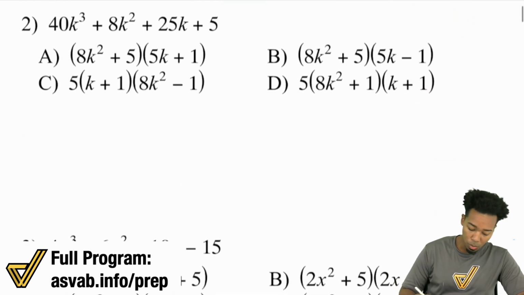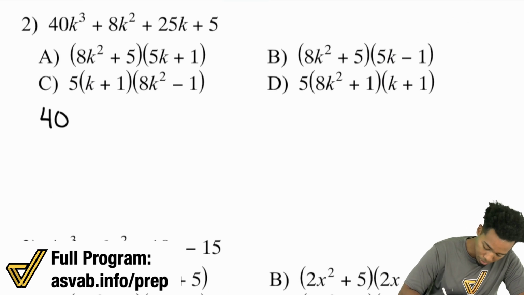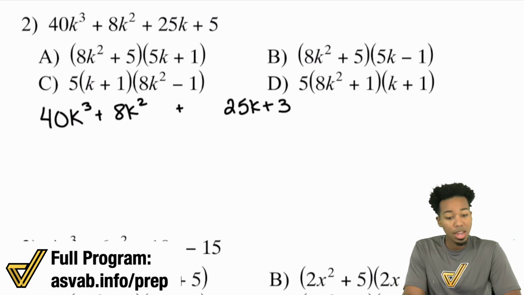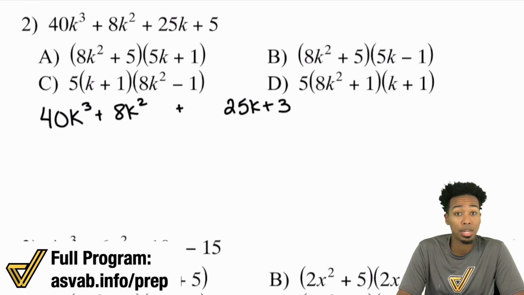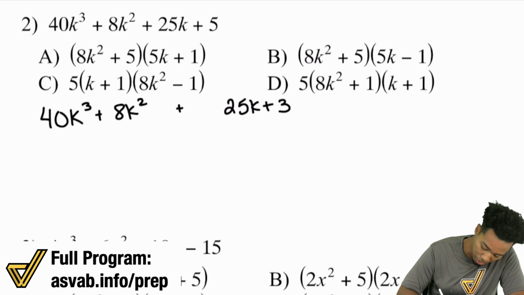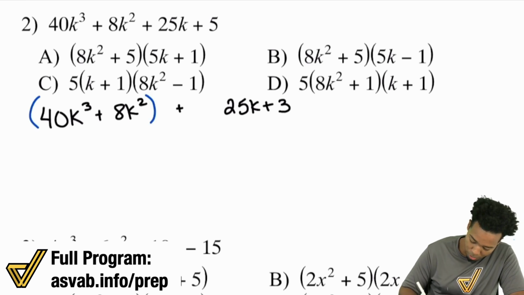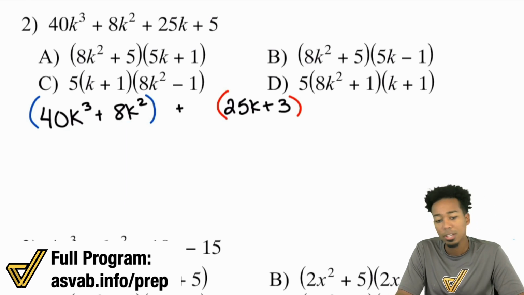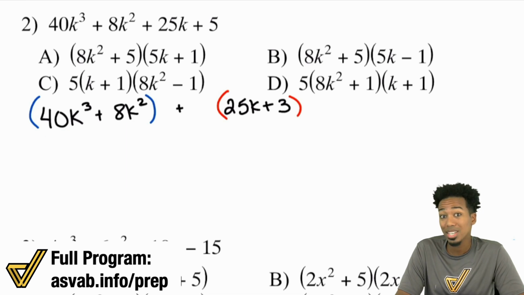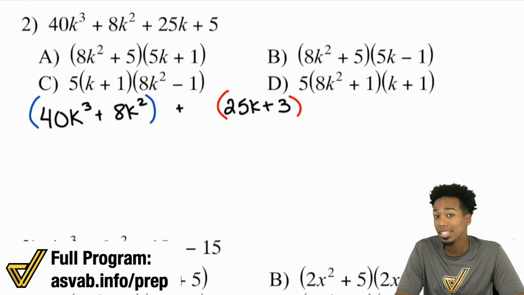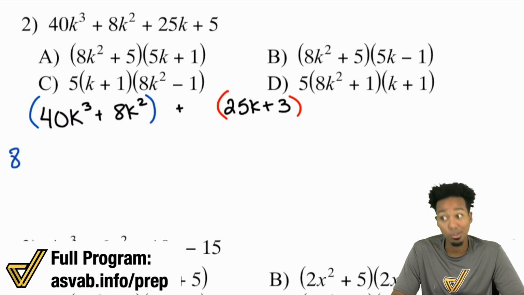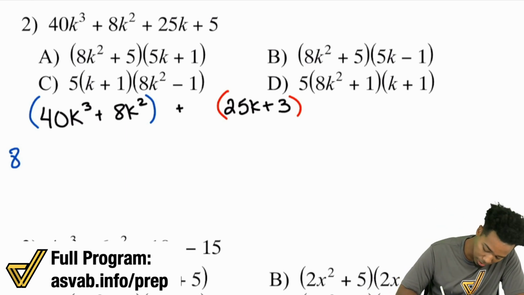Here's what I mean. So we have 40k cubed plus 8k squared plus 25k plus 3. What I'm going to do, my math party people, is exactly what I did before. I'm going to group this over here in blue, and I'll group this one over here in red. So in the blue side, what can I factor out of 40k cubed and 8k squared? Well, 40 is divisible by 8, so I can definitely pull out an 8. And we have k cubed and k squared, so we can pull out k squared. They both share at least k squared.